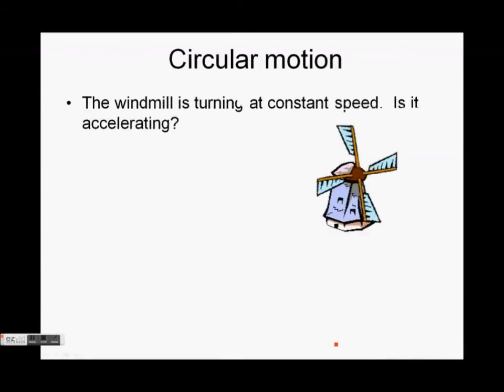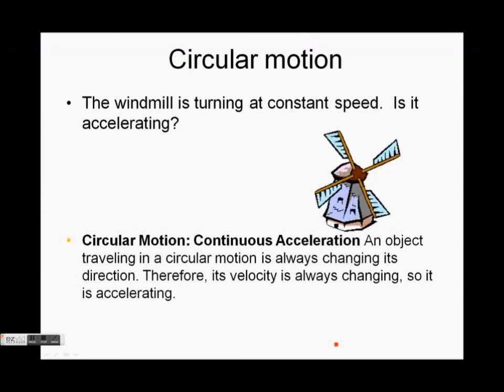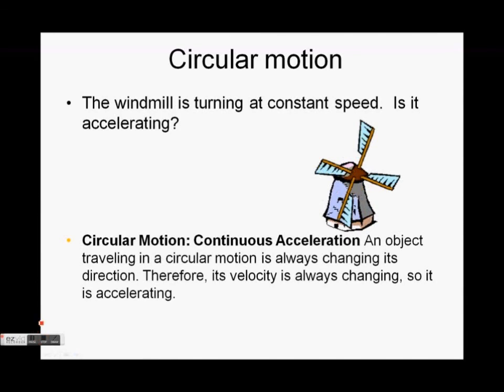That's pretty quick. Last thing with acceleration that we're going to talk about is circular motion. So we see the windmill there, and its blades are turning at a constant speed. So are they accelerating? Well, are they speeding up? No. Are they slowing down? No. Are they changing direction? Yes. They're constantly changing direction, so we call this circular motion or continuous acceleration. An object traveling in a circular motion is always changing its direction, therefore its velocity is always changing, so it is accelerating.